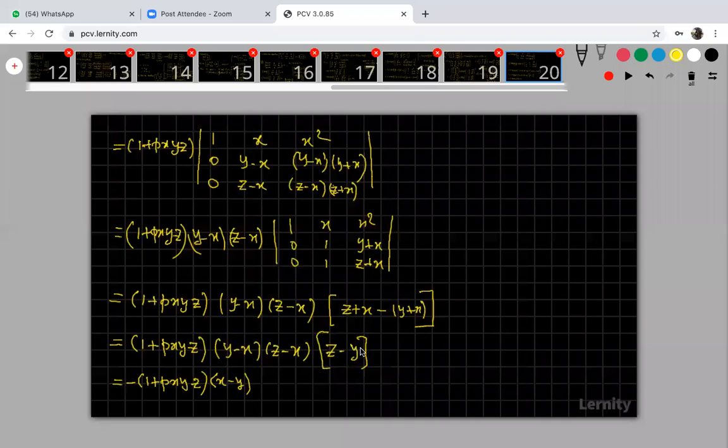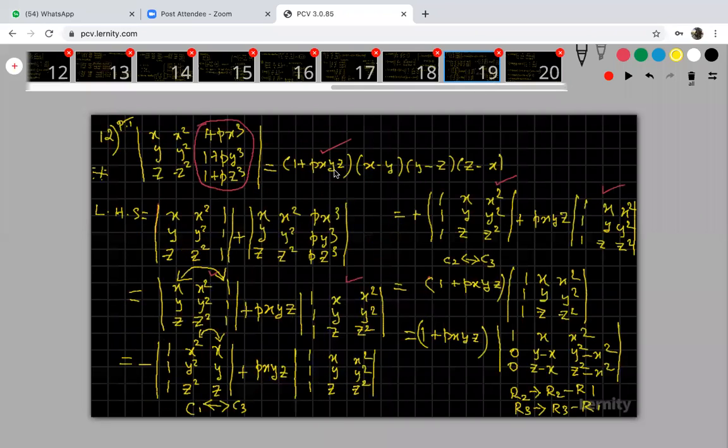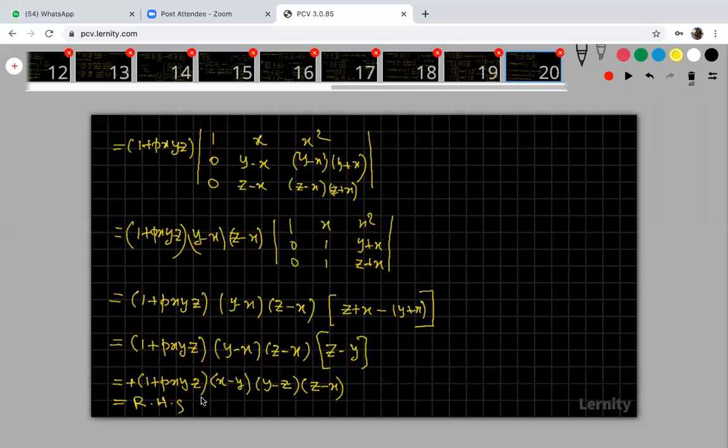Here also you can take minus outside. You'll get y minus z. Here I am taking minus outside, here I am taking minus outside. Minus into minus becomes plus. Here this will become x minus y. This will become y minus z. This is as it is, z minus x. So therefore, this is your RHS. See the answer? 1 plus p, x, y, z, x minus y, y minus z, z minus x. This is the answer. We have to prove that.